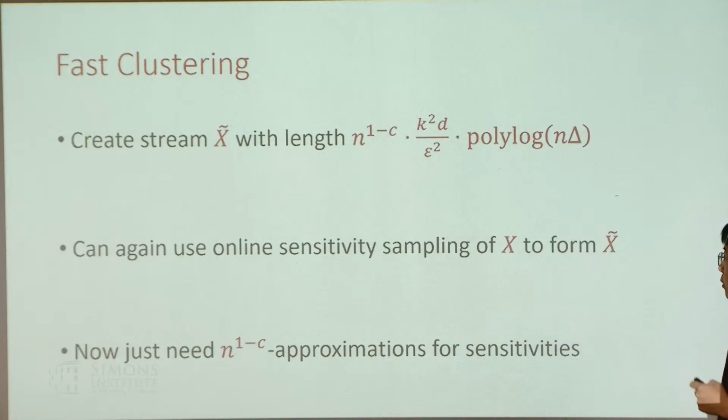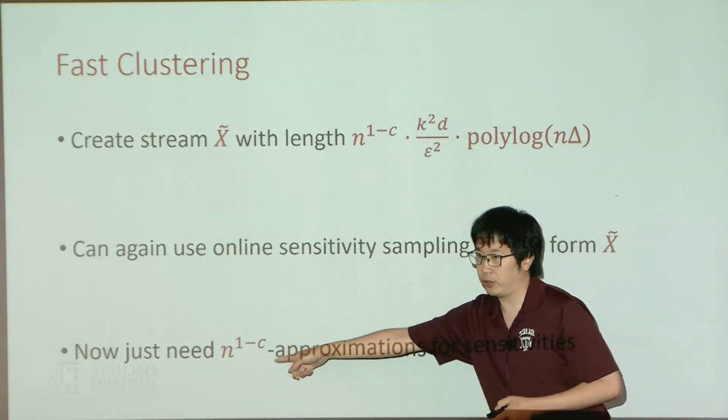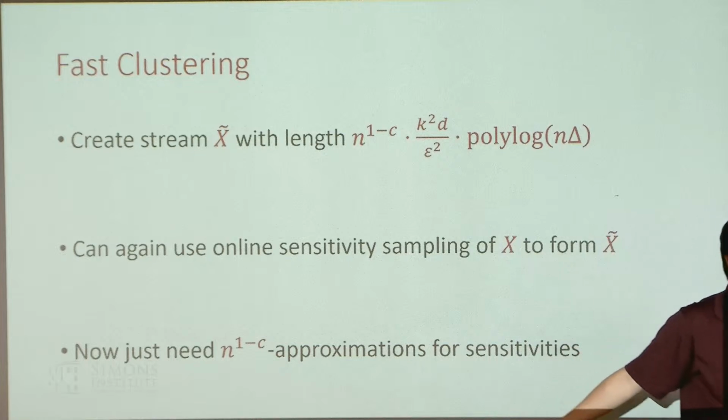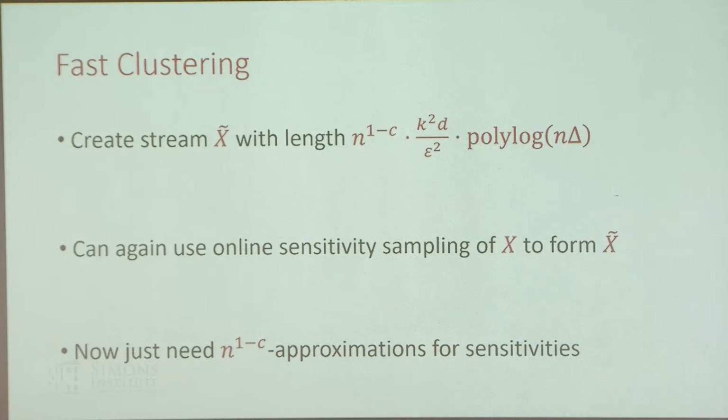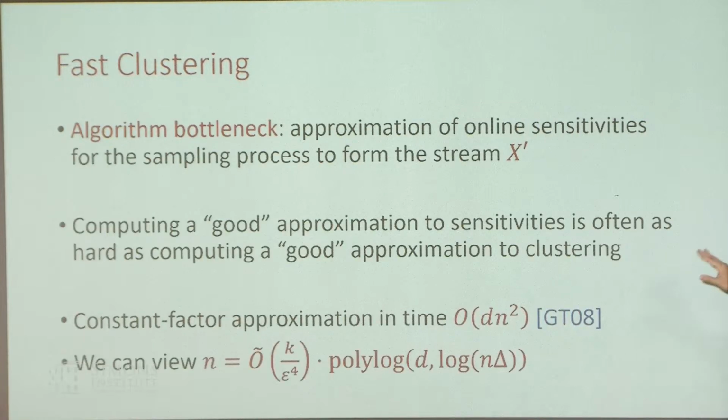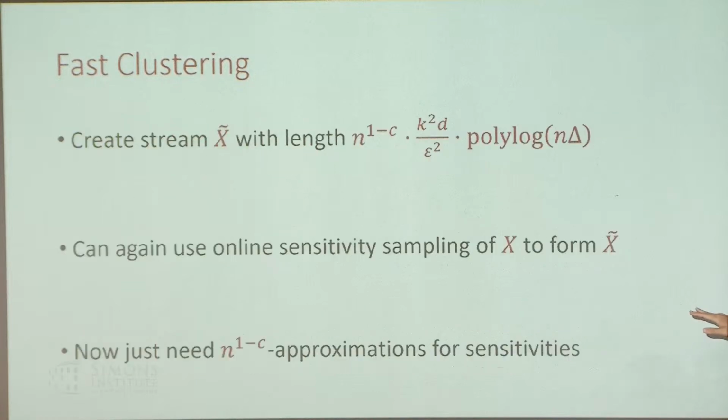Okay, so how do we create the stream? Again, we can use online sensitivity sampling, but the gain is that now we just need really crude approximations to the importance of each point. Before, I said that a good approximation to how important each point is amounts to approximately solving a constant factor approximation clustering problem, and that's slow. But you can imagine that if we want crude approximations, we can do a lot better.